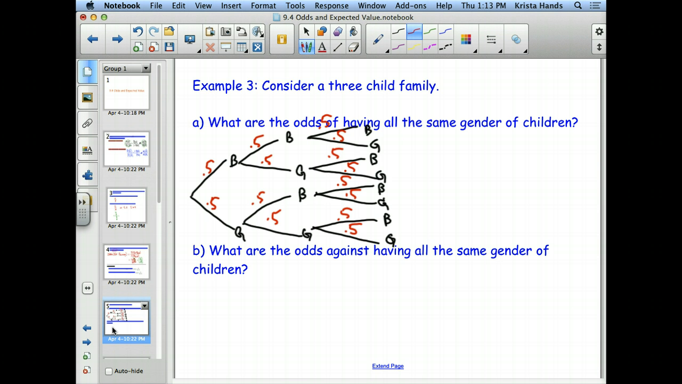And this one says the odds of having all three children the same gender. All the same gender of children. So we can compare, what we want is the odds of the same. So if I think about that description, how could I find the odds of having the same children?